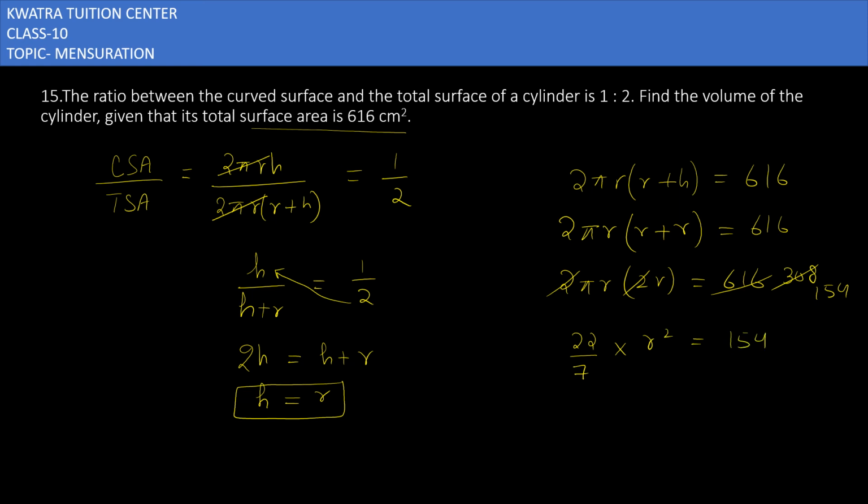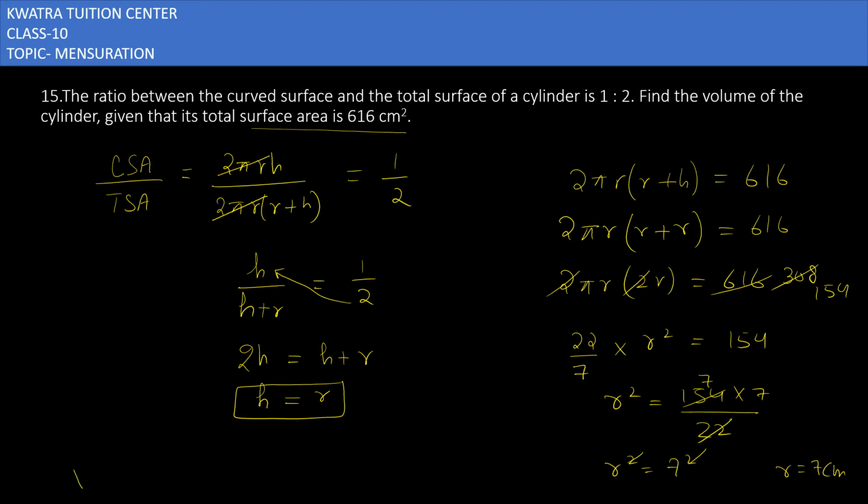Then you can reduce the values. It will be 154 into 7 divided by 22. This and this can be cancelled. It will give you 7. And on the other side also we have 7 square. Square and square can be cancelled. It will give you 7 centimeter as the radius.